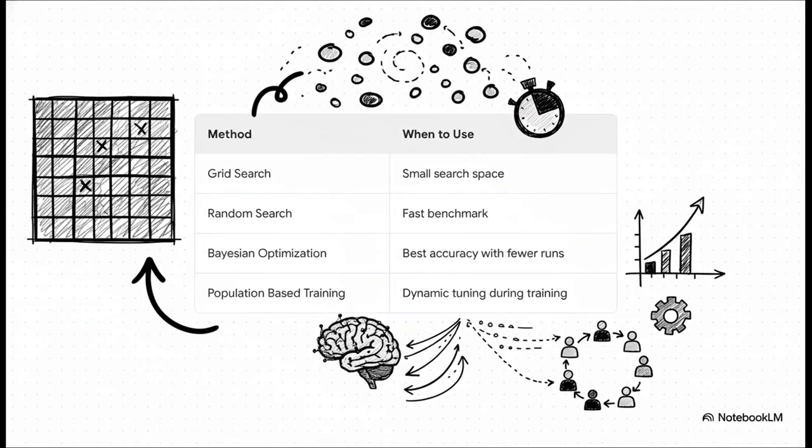You've got grid search, which is the classic brute force method. It just tries every single combination. Then there's random search, which is often faster and works surprisingly well. But if you want to get really smart about it, you use something like Bayesian Optimization. It actually learns from past experiments to make better guesses about where to look next. It helps you find that top-performing model with way fewer attempts.